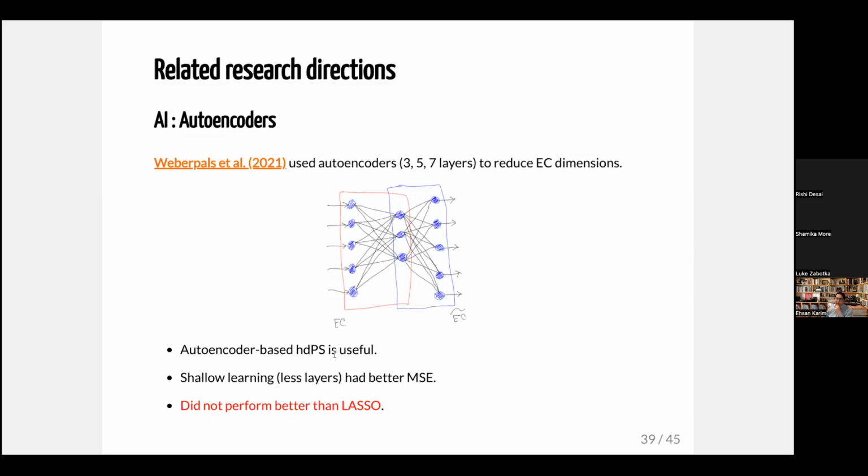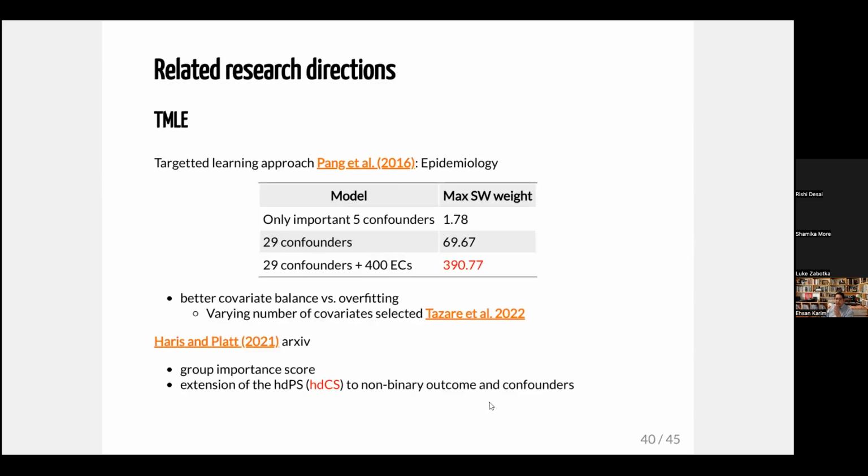And they showed that this is useful, but it was more useful in shallow learning when there were fewer layers, right? And the most important finding that I found to be useful is that it did not perform better than lasso in terms of multiple metrics, right? So you can use very powerful machine learning methods, but you have to be very careful about some of the statistical properties that it brings. There was a TMLE version that was proposed, and there is a group importance score that was also proposed from the same team. And that's not published, that's on arXiv yet.